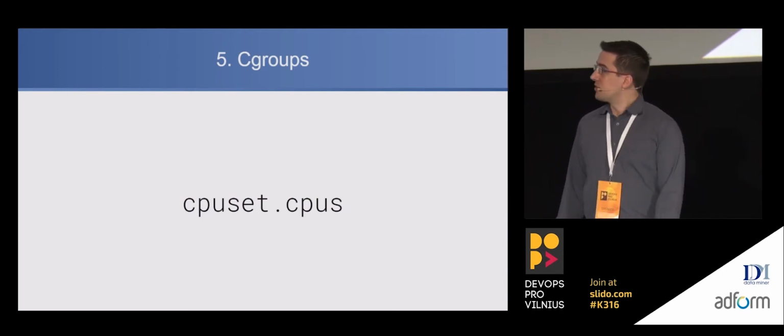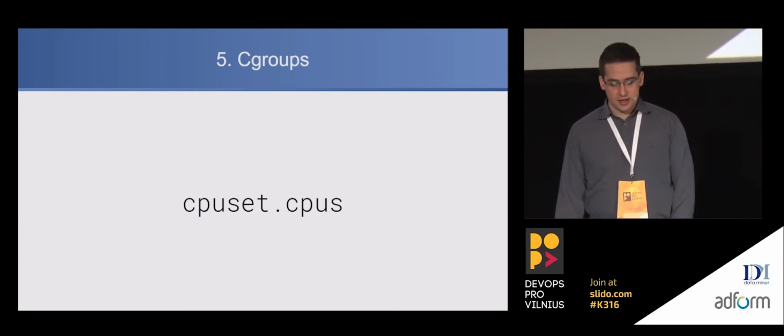So what kind of cgroups are there? These are just a few examples again. cpuset.cpus for CPU cores.